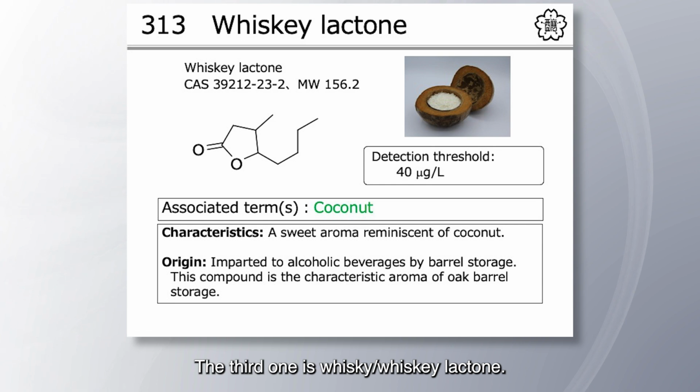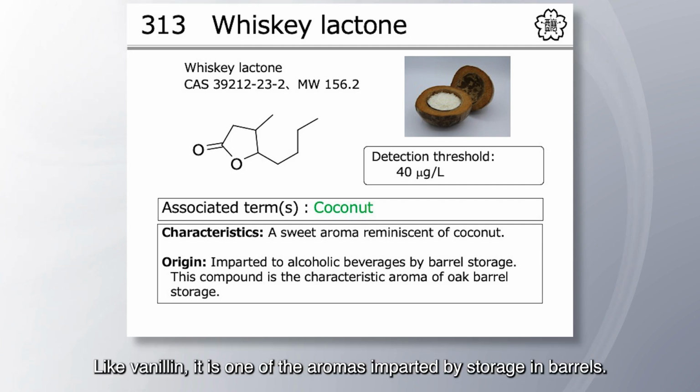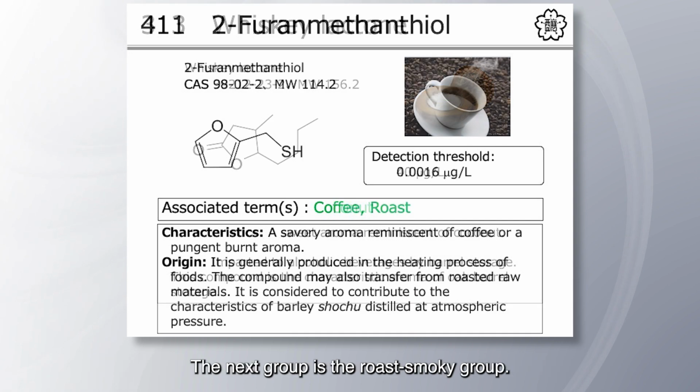The third one is whiskey lactone. The associated term is coconut, and it has a characteristic sweet aroma reminiscent of coconut. Like vanillin, it is one of the aromas imparted by storage in barrels. The next group is the roast smoky group.